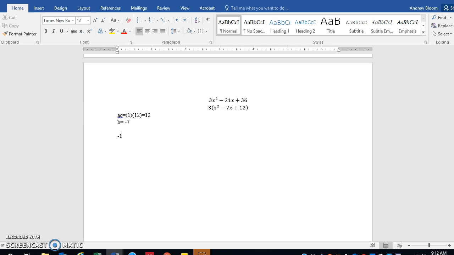So in this case, we're looking at negative 1 and negative 12. We're looking at negative 2 and negative 6. We're looking at negative 3 and negative 4. And that's really it. We could continue going, negative 4 and negative 3, negative 6 and negative 2, negative 12, negative 1, but those are all the same number pairs. And so we don't need to go any further. And as we look at this, negative 3 and negative 4 multiply together to be 12 and add together to be negative 7. And so there's our numbers.